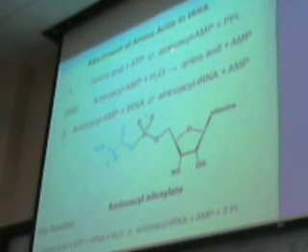which is right here. In the second step, we take that activated amino acid, react it with the correct transfer RNA, and make the amino acid transfer RNA and release AMP.